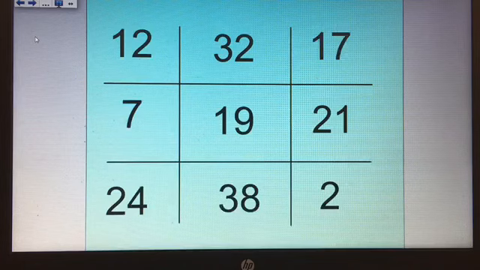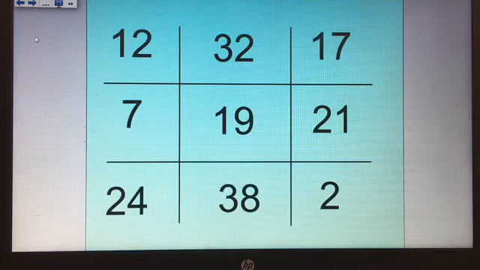Next question. 25 divided by 5. Next question. 8 lots of 4. So I'm going to use different mathematical language as well, so you've got to be really careful to listen. Next question. Half of 42.